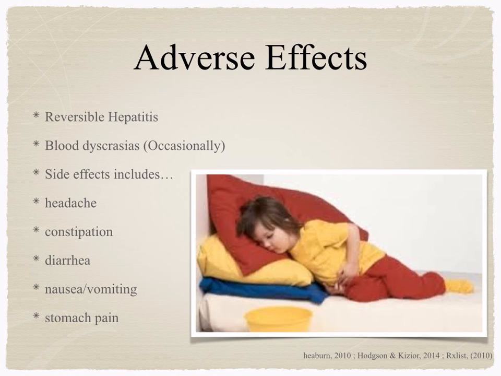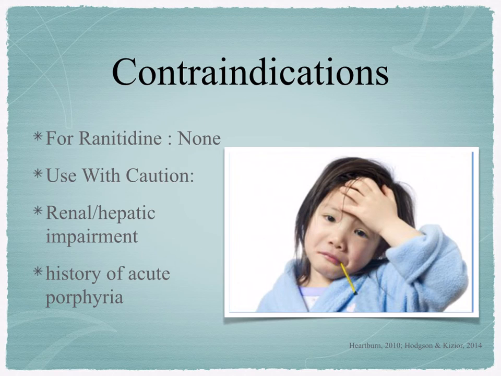Some adverse effects of ranitidine include reversible hepatitis and hematological disorders. Side effects include headache, constipation, diarrhea, nausea, vomiting, and stomach pain. There are no known contraindications for ranitidine. However, it should be used with caution in patients with renal or hepatic impairment and history of acute porphyria.